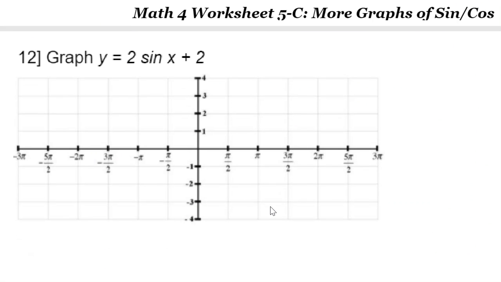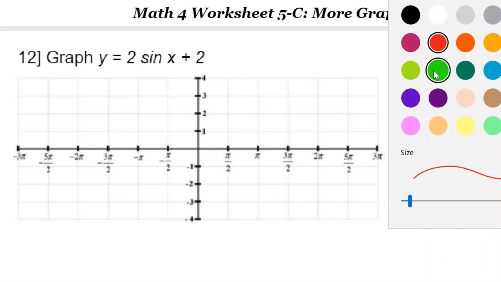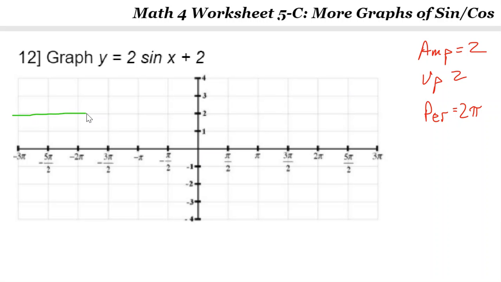All right, now we're graphing 2 sine of x plus 2. So let's see now, our amplitude is 2. We're going up 2 units. And our period, since there's sine of 1x, our period is 2 pi. Oh, that's right, we're going up to, so we're going to draw our little green line up here. And sine will start here, and with a period of 2 pi, we'll stop there, cross there. We have an amplitude of 2, which means we're going to go up here and down there.